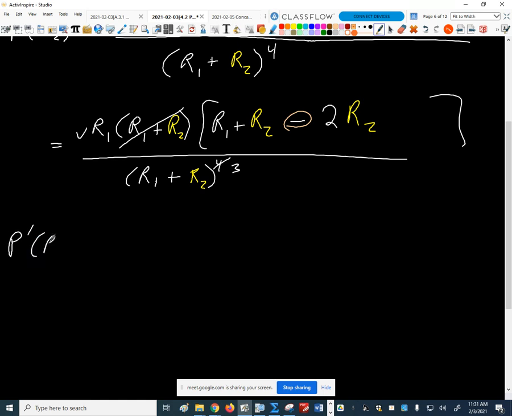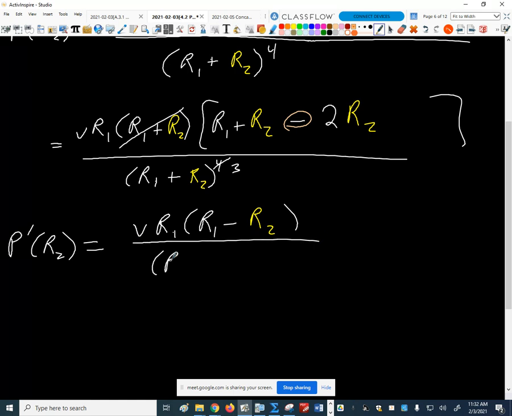power P prime of R2 equals, what do I get here? So I'm going to get V R1 times R1 plus R2 minus 2R2, which is just R1 minus R2, divided by R1 plus R2 cubed. Okay? That was, I mean, really not so bad, right? We got all those constants in there that make that an easier derivative than it looked like it was going to be. So let's evaluate this thing.